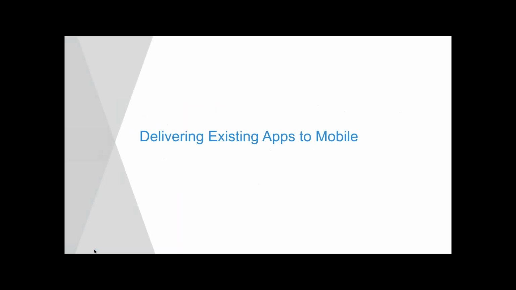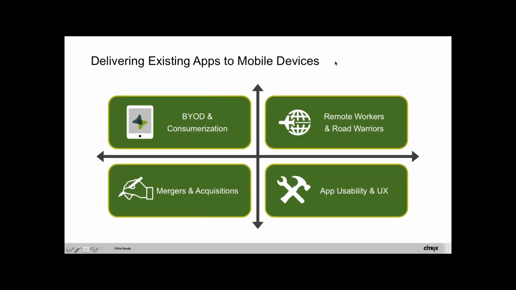So let's talk about delivering existing apps to mobile devices. There are a number of things you have to think about when you're looking at the existing applications that you have, and what are the different scenarios that are involved. So of course you have to think about what kind of devices do your users have? Are users allowed to bring in their own devices? What are those devices? Are they limited?